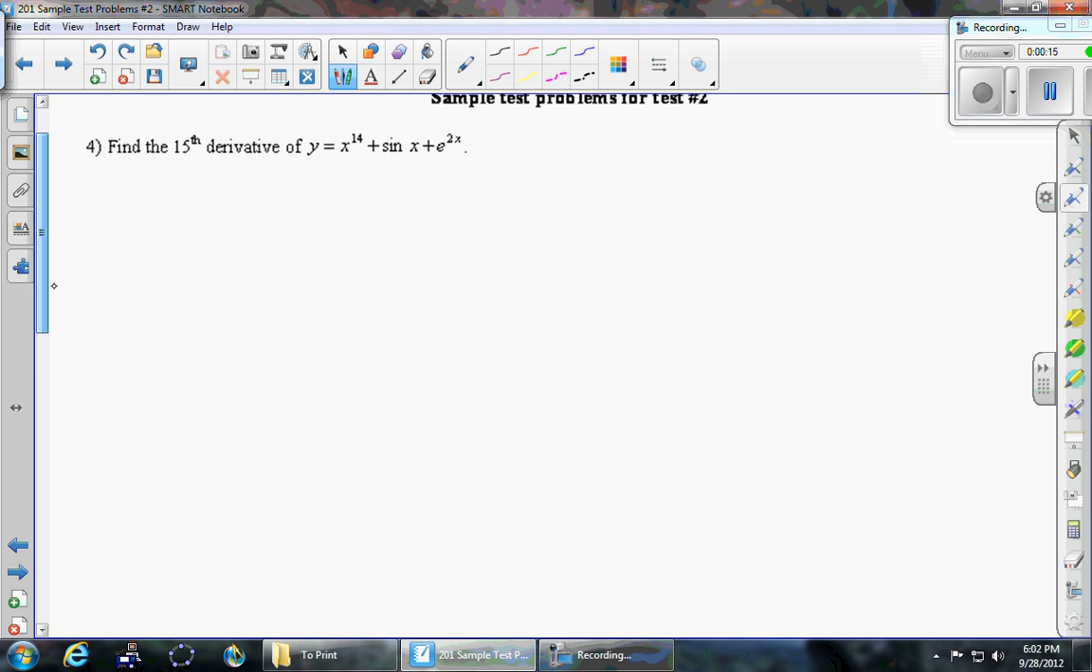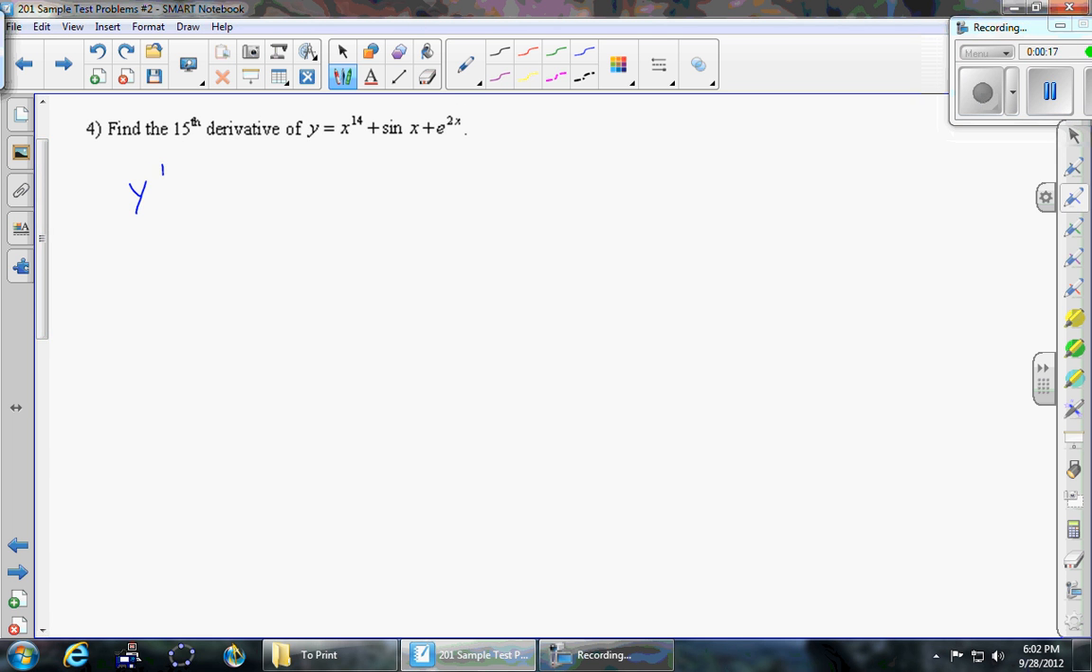We start with the first derivative, y prime equals, okay, first derivative of x to the 14, 14 comes down, subtract 1 from the power, plus, derivative of sine is cosine, plus, and we've got a chain rule here, derivative of e to the 2x is e to the 2x times the derivative of that power, and the derivative of 2x is 2. 1 down, 14 to go.